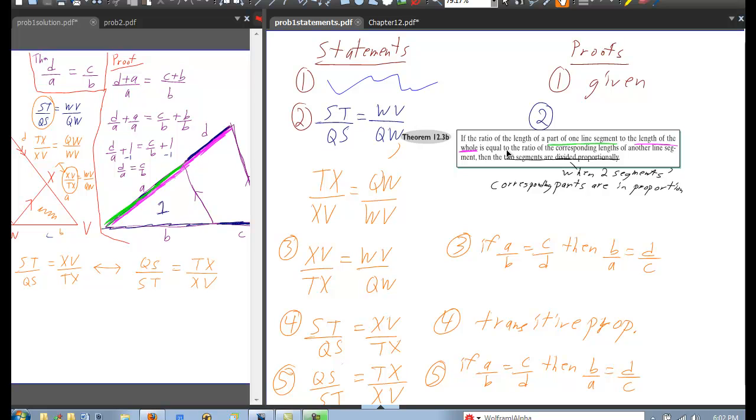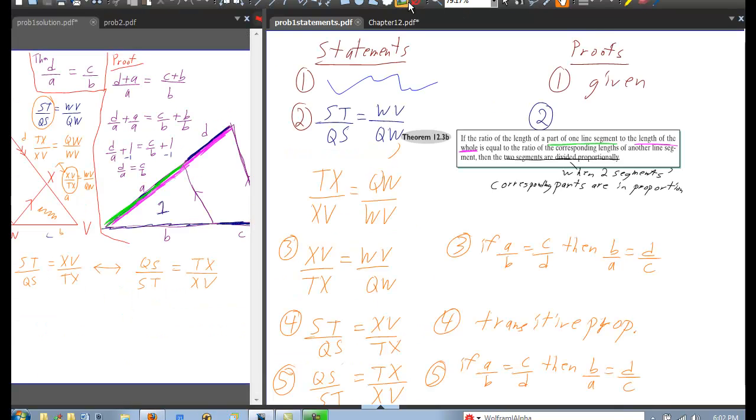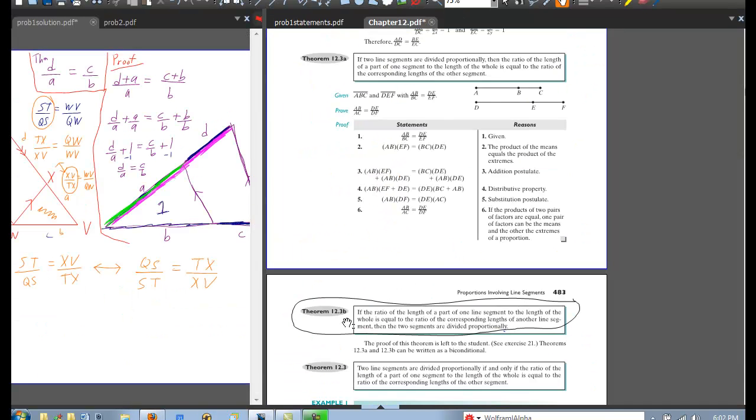There's actually some fancy wording. I copied it from a textbook over here. You might wonder what textbook, by the way. I got it from the AMSCO geometry textbook. I'll put a link to it. It's actually in here as well. It's 12.3b, so it's in chapter 12 if you want to go take a look at it, or just pause the video right here.